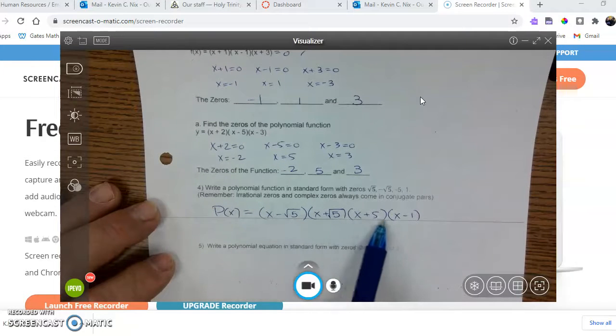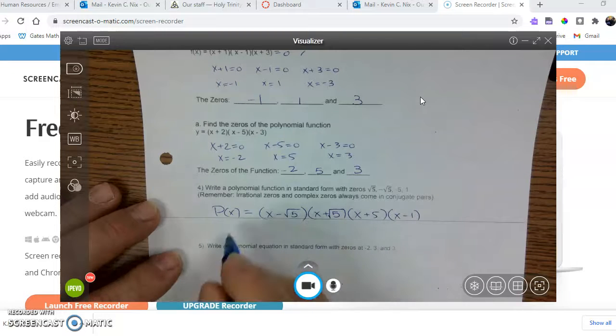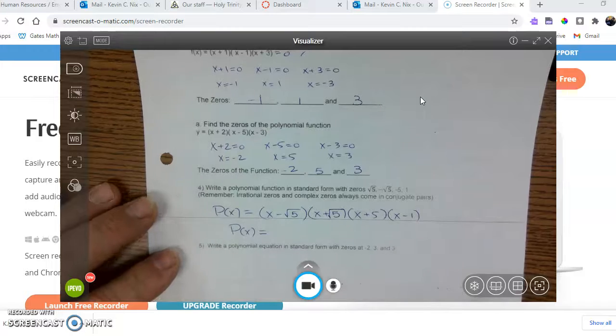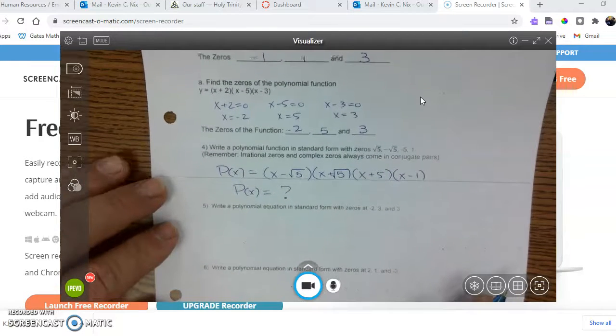Now, in class, what we're going to do is we're going to multiply this all the way out. So we're not done with this problem. You don't have to finish it tonight, okay? But we will finish this in class, okay?